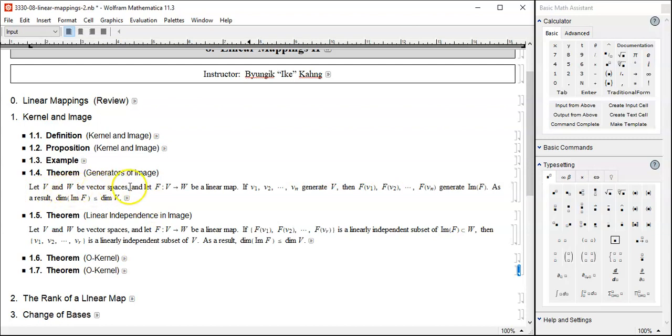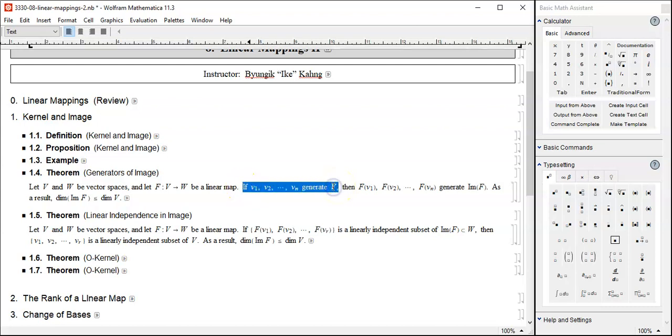Let V and W be vector spaces, and let F from V to W be a linear map. Okay, so far so good. If v1 through vn generate V, then the image vectors f of v1 through f of vn generate the image space. So if v1 through vn generate, then the image vectors generate the image space. That's what this theorem is talking about.